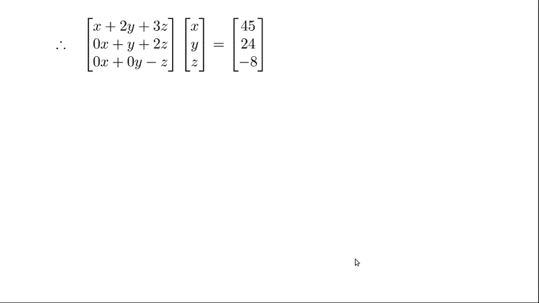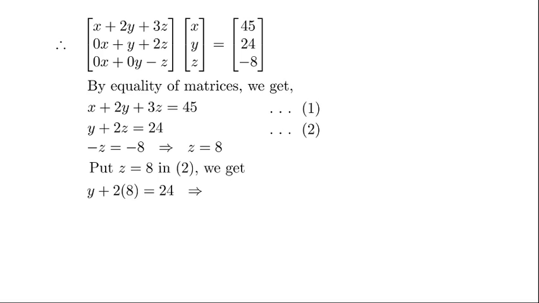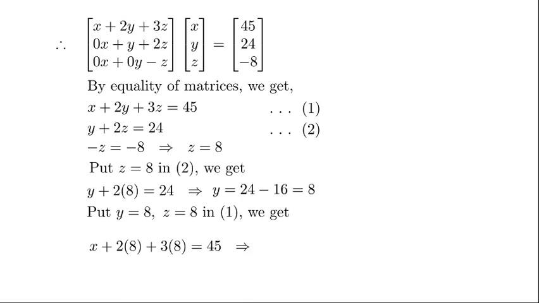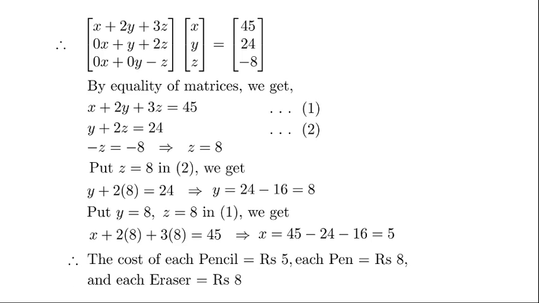So on multiplying the matrices in the left hand side we get this. Now by equality of matrices we get x plus 2y plus 3z equals 45, y plus 2z equals 24, equation 1 and equation 2, minus z equals minus 8, therefore z equals 8. Now put the value of z equals 8 in equation 2, we get the value of y as 8, and put the value of y equal to 8, z equal to 8 in equation 1, we get the value of x as 5. Therefore the cost of each pencil equal to rupees 5, each pen equal to rupees 8, and the cost of each eraser is rupees 8.